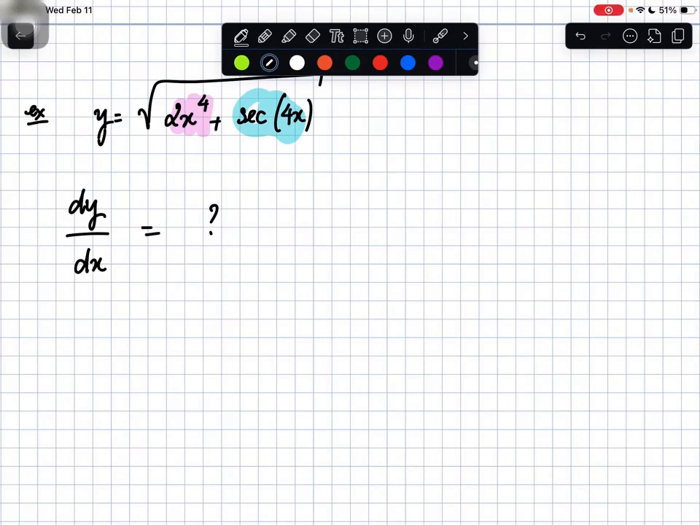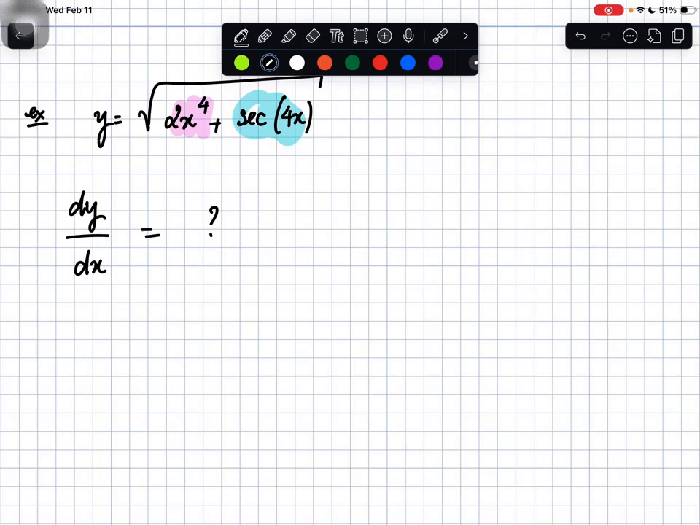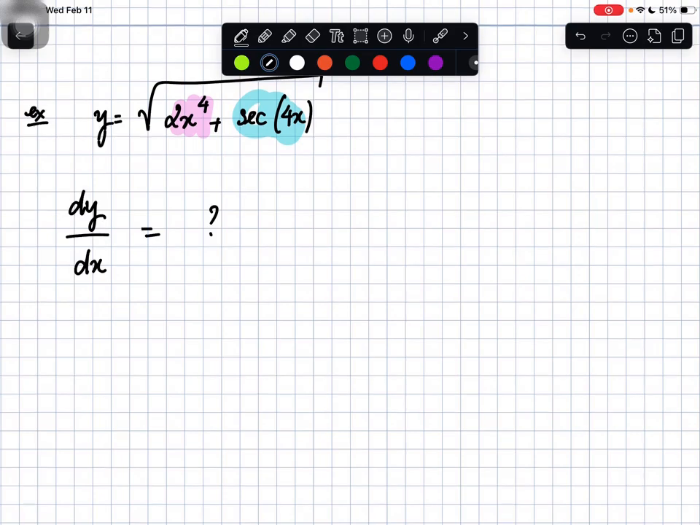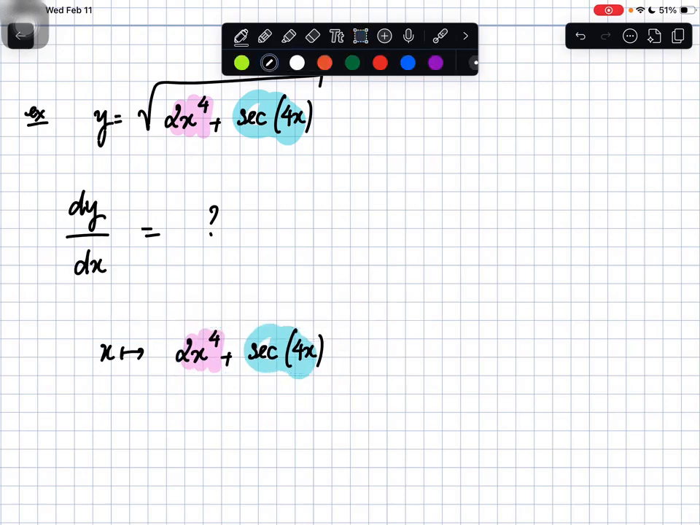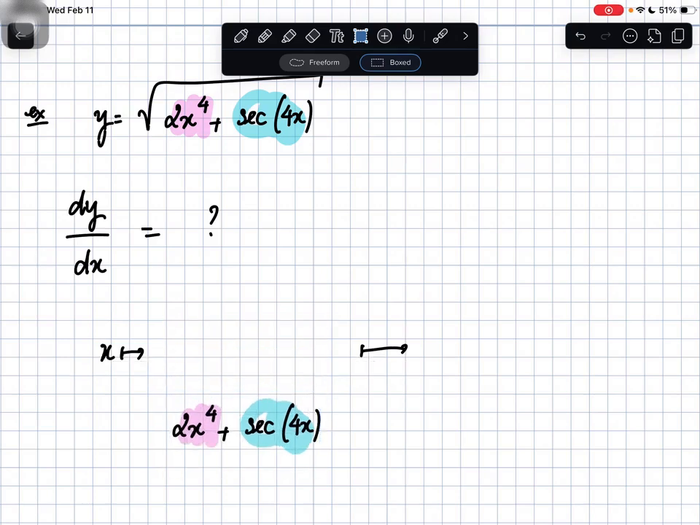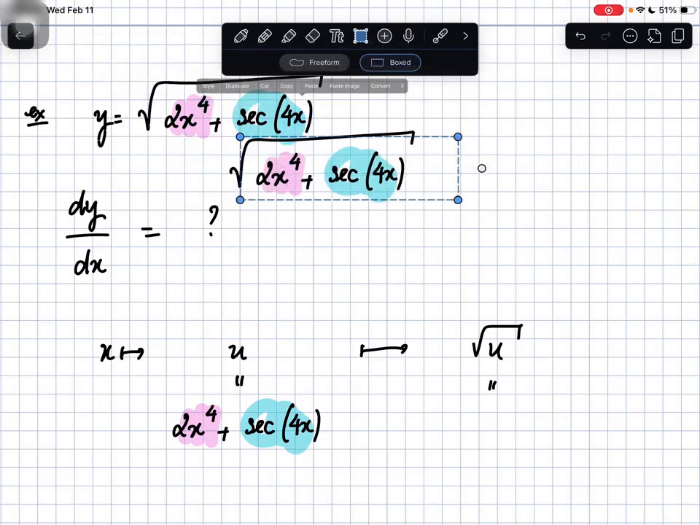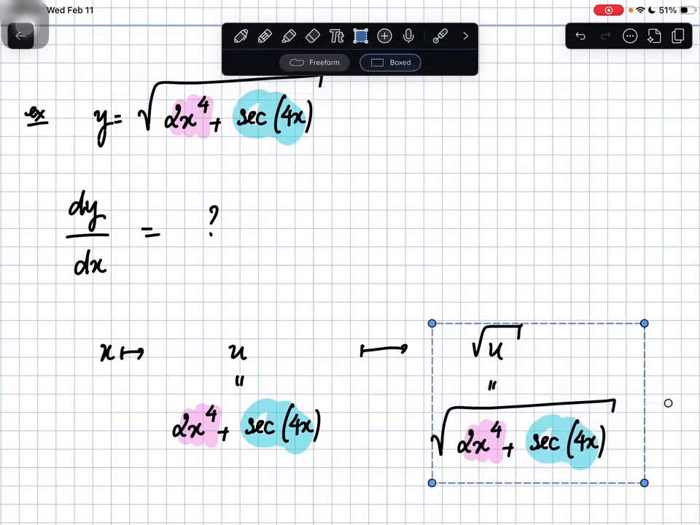We need to compute dy over dx. So y is a composition of the following. You send x first to what is inside, and then you send that, let's call what is inside u, and then you send that to square root of u, which is the square root of this, which is called y.